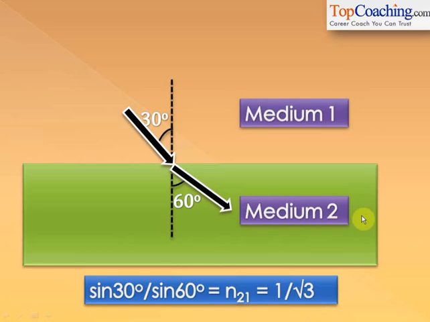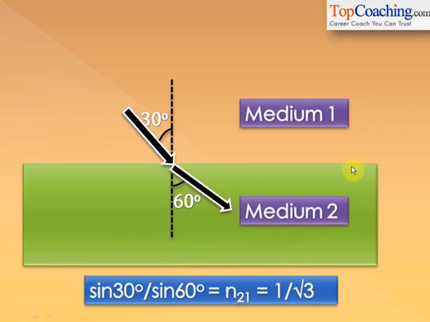Now you might wonder, this refractive index is less than 1, isn't it? But I had said that refractive index is always greater than 1. The fact is that the refractive index of any medium with respect to vacuum is greater than 1. Understood? The refractive index of one medium with respect to the other can be greater than 1 or less than 1. Understood? It's the refractive index of one medium with respect to vacuum which is always greater than 1. So this is a fact you must remember.